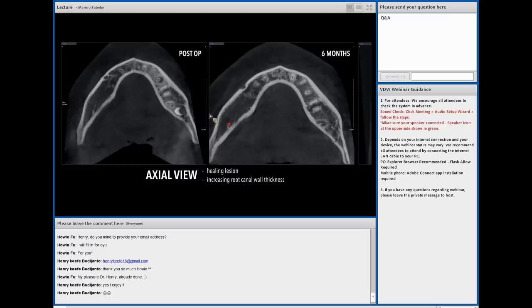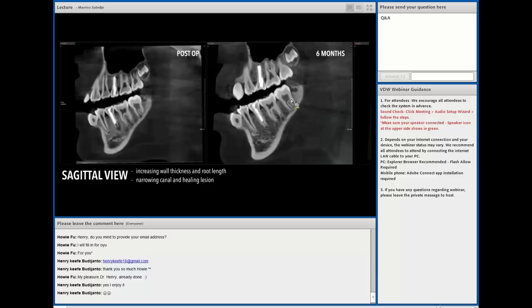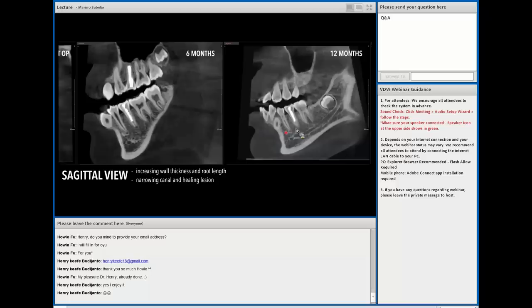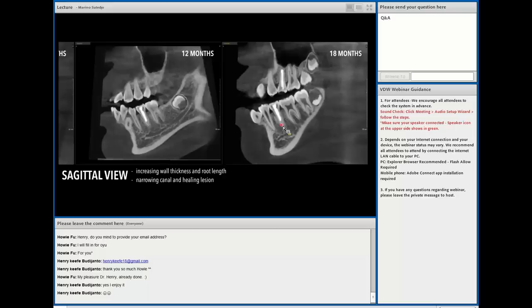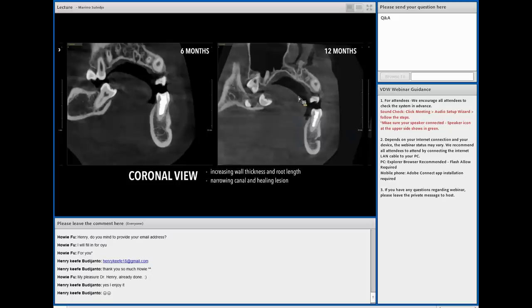And this is the CBCT from post-op. You can see there is a lesion. 6 months, the lesion is gone. The root canal is now, the diameter is smaller. And this is the 12 months. You can see now the wall is thickening of the root. And this is the post-op from the sagittal point of view. The lesion is gone, and once again, the thickness of the dentin is evident. Now you can see actually from the CBCT in the 12 months, the apical is already closing, and this is the 18 months. So this is the coronal view, where you can see this is a very big open apex, and there is a lesion. 6 months from the coronal point of view sections, you can see it is closing already. And this is the 12 months, and this is the 18 months of follow-up.